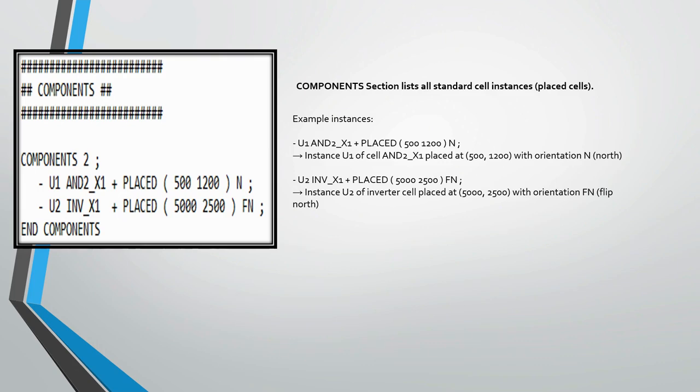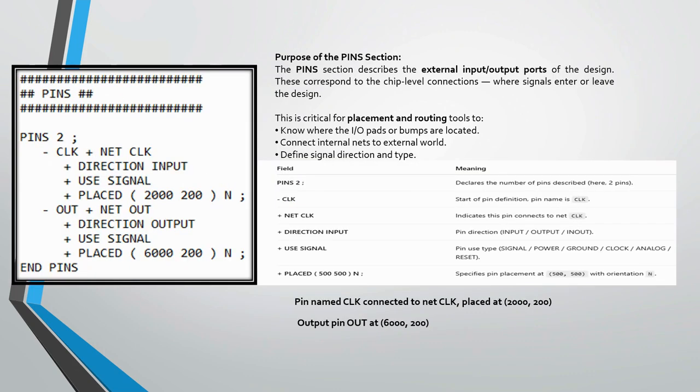Instance U1 of cell AND2_X1 placed at 500 -1200 with orientation N, north. Instance U2 of inverter cell placed at 5000 -2000 with orientation FN, flip north.